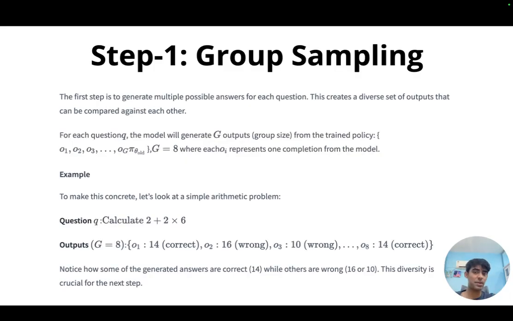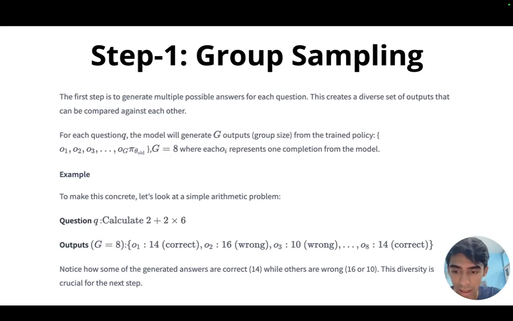So the first step is group sampling. I took a lot of material from an explanation from Unsloth and the Hugging Face course. I'll pin that course. You guys can go and check that out. It's a really awesome course. The first part is to generate multiple possible answers for each question. This creates a diverse set of outputs that can be compared with each other. For a question Q, the model is going to generate G outputs, where G is the group size for the trained policy, for example G equals 8, and each one represents a completion from the model.